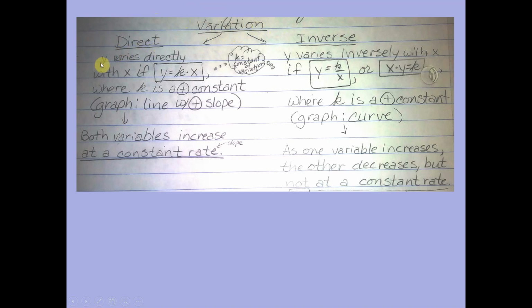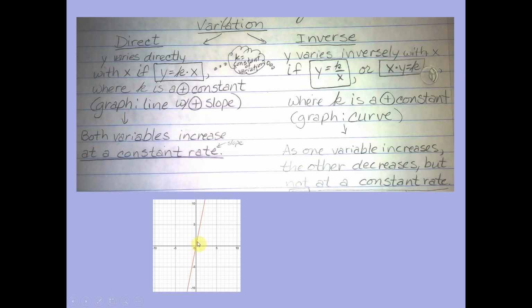So direct variation, the order of the words is very important. Y varies directly with x if y equals k times x. In other words, y varies directly with x if I can find the y value by multiplying x by some constant k. And k has to be a positive constant, and the graph would be a line with a positive slope. Now, when you have a line with a positive slope, both variables increase at a constant rate, and that rate is the slope, right? So it's going to look something like that.